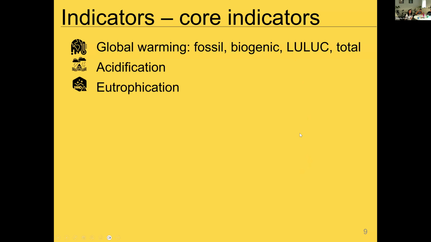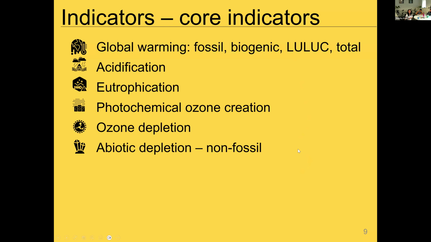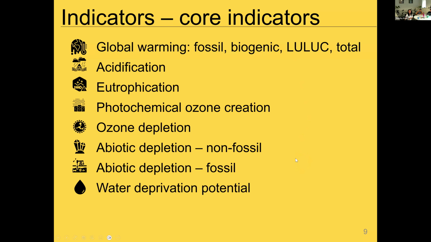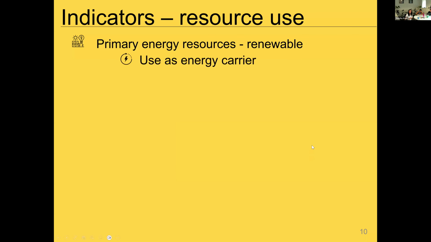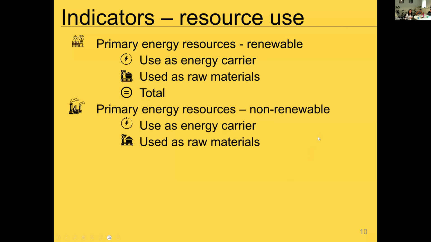And there's also acidification, eutrophication, photochemical ozone creation, ozone depletion, abiotic depletion of minerals and metals, fossil depletion, and water deprivation. And those are the core indicators. But then after that, there are a few more special indicators that all products need to include. And this is the first grouping of them: primary energy resources, renewable. So you have to list use as an energy carrier, used as raw materials, and then total. And then there's a whole bunch of others.